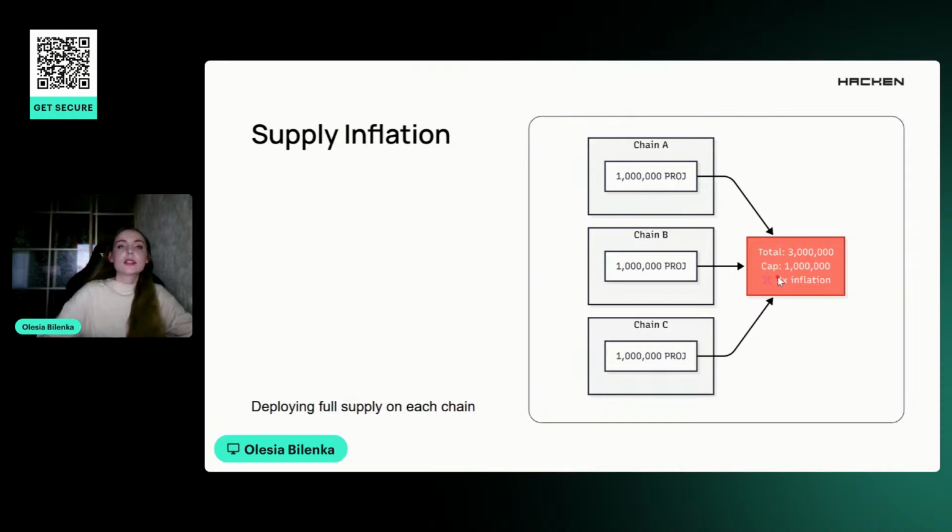And it needs to be deployed on three chains. So during deploy, they deploy it with the full supply on each chain. So even before any bridge operation, the supply is 3 million, which is 3 times bigger than the required one. The tokenomics are broken at deployment, and this is more common than you would think.